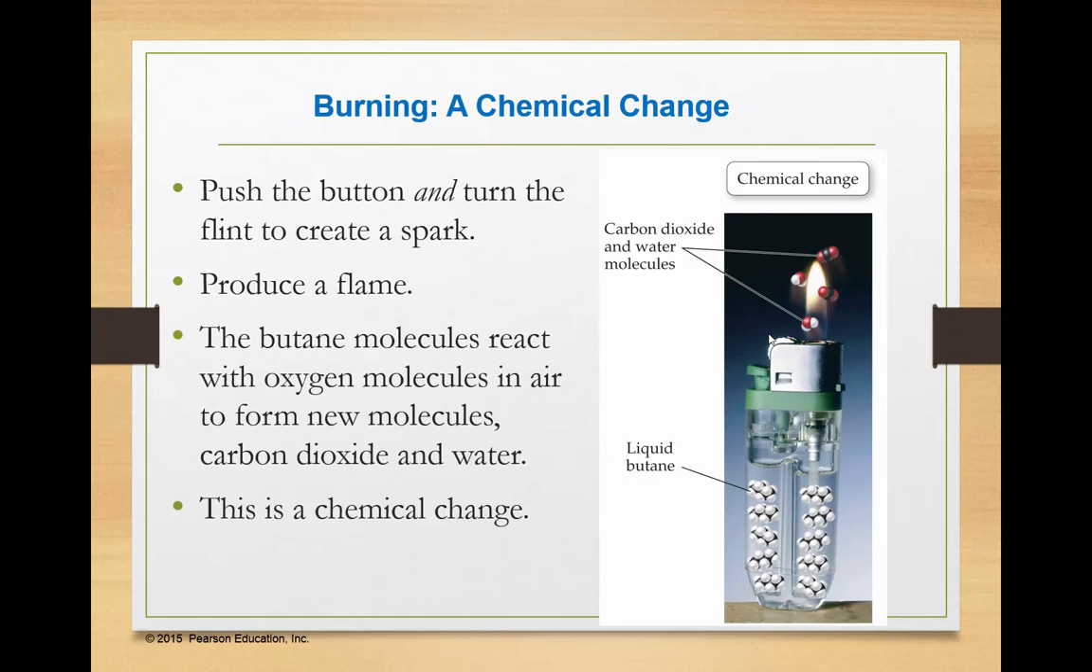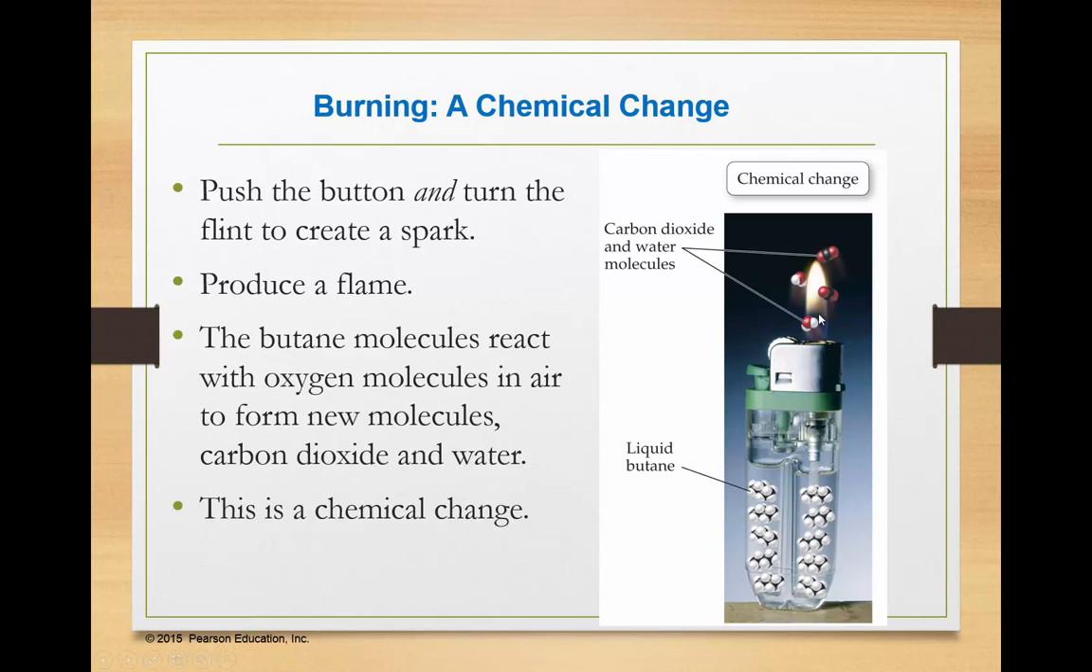Now, what happens if we turn the lever and create a spark at the same time that we press down? Okay, now, when we do that and create a spark, we get a flame. Okay? And so what's happening is these butane molecules in the liquid form are combusting with oxygen molecules in the air. It's undergoing combustion. When it does that, it's forming new molecules, usually carbon dioxide and water molecules. So when we're looking at that, we can see that these molecules are different from the ones that are in here.